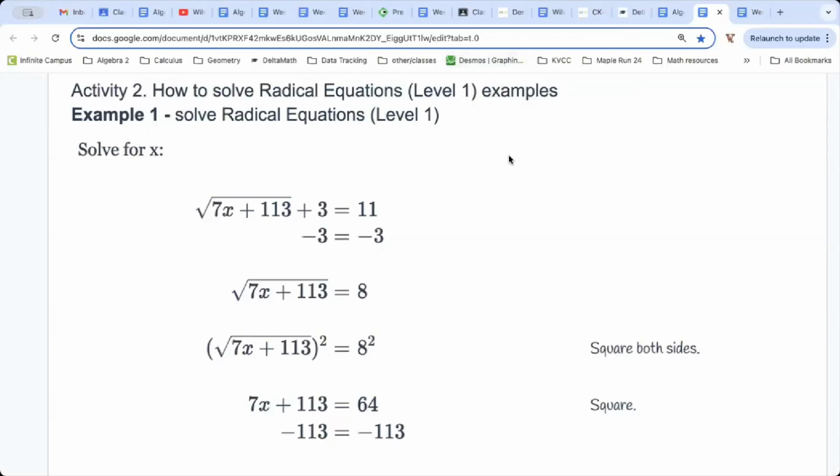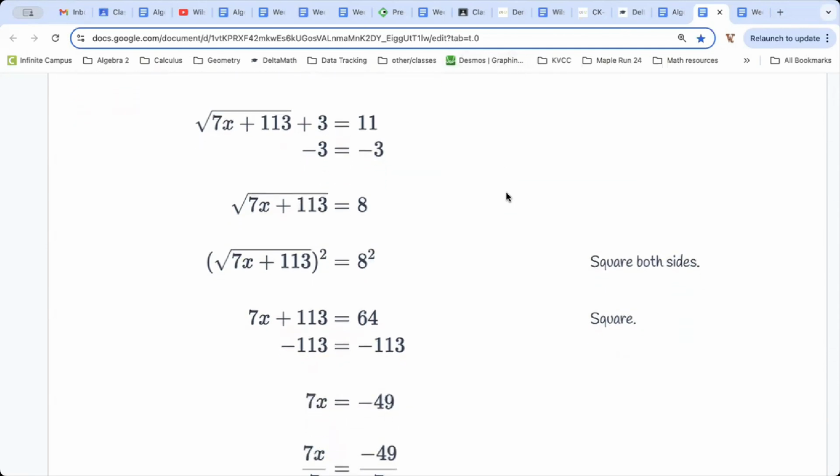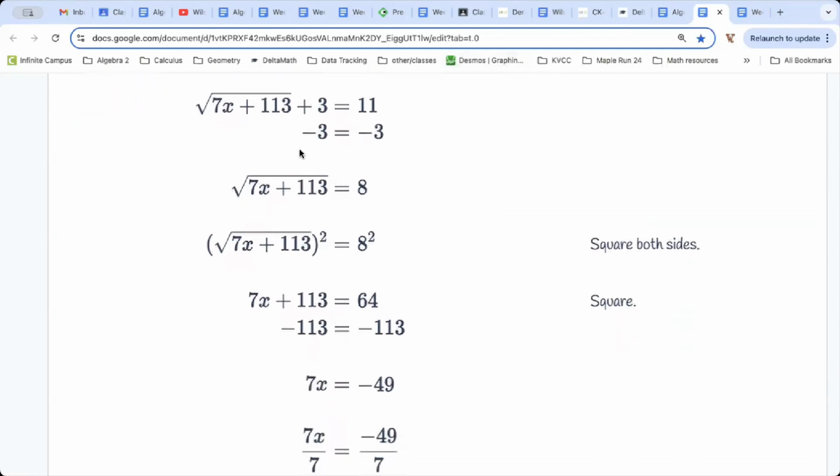Hi there. What we're going to do next is a couple of examples of solving radical equations. The first thing is that we want to isolate the radical part before we square the left-hand side. If we isolate the square root, the process will be much simpler.